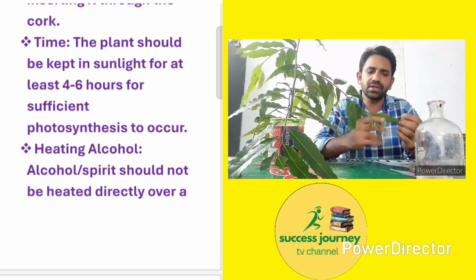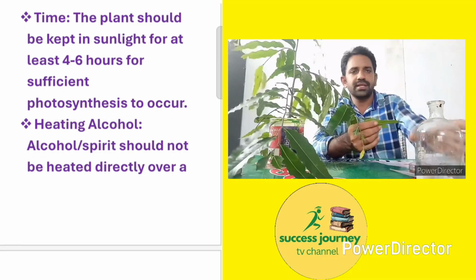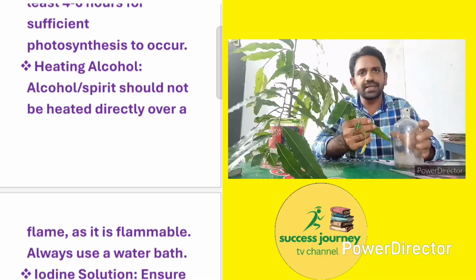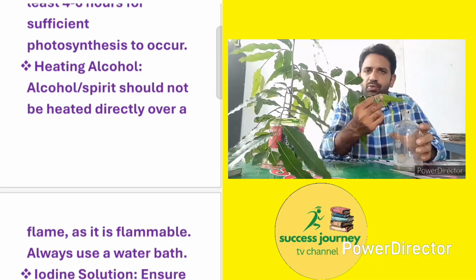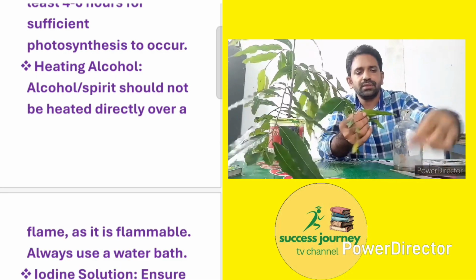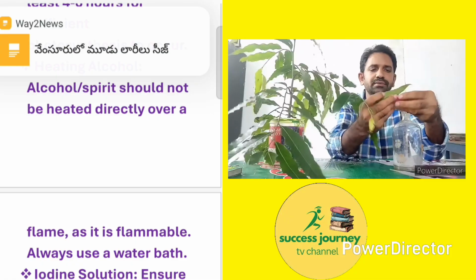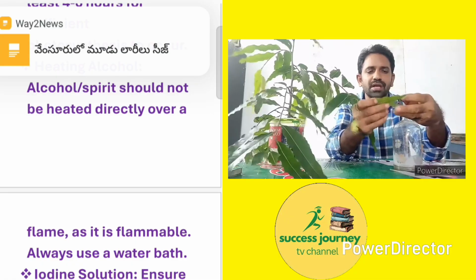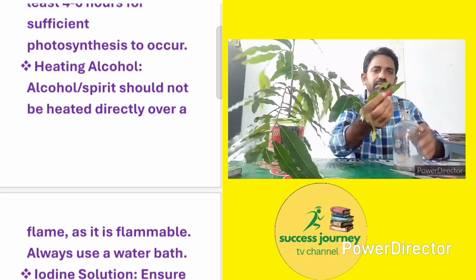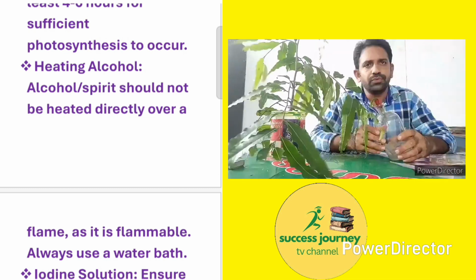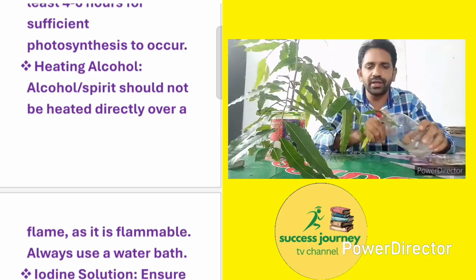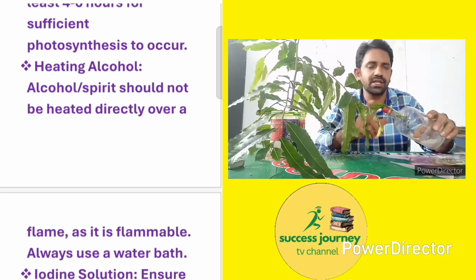Next, heating alcohol. Alcohol or spirit should not be heated directly over a flame, as it is flammable. Always use a water bath. So we should not directly boil the methylated spirit in the test tube. Why? Because it is very flammable, so it can catch fire. So we boil the methylated spirit and leaf in a water bath, but not directly on a flame. So this is also an important instruction.